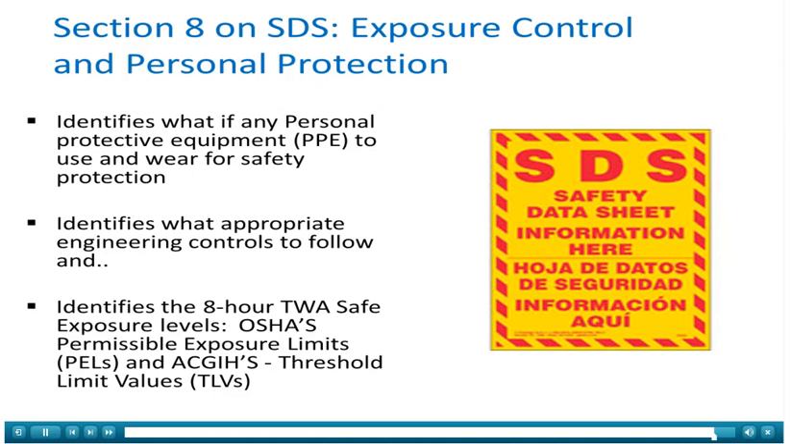Very important to read and understand Section 8. Section 8 is where you'll find information regarding what, if any, personal protective equipment to use and wear for safety protection when working with a specific chemical. Also, under this section, it will indicate what appropriate engineering controls to follow, like the need for any special ventilation equipment to help exhaust harmful chemical vapors or gases while working with the chemical product. Also, Section 8 identifies what the 8-hour TWA safe exposure levels, PELs, TLVs, are for workers, which are not to be exceeded in an 8-hour workday.